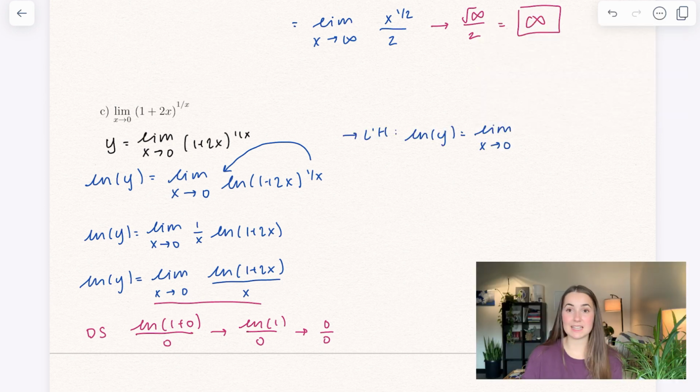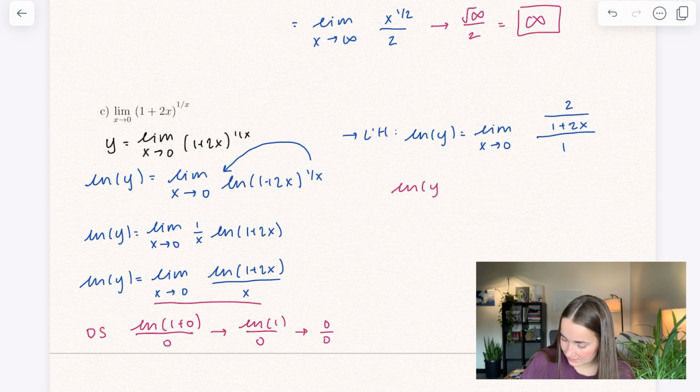So here we need to take the derivatives. I know that x in the denominator goes to 1, but in the numerator we're going to get a fraction. Whatever is inside the natural log goes on the bottom, and the derivative goes on the top. So the derivative of 1 plus 2x is just 2. Let's try direct substitution now. Here we get the natural log of y is equal to 2 over 1 plus 0, which is just equal to 2.